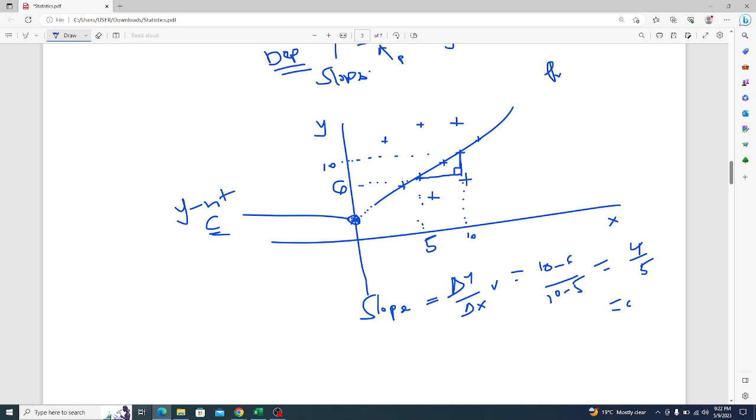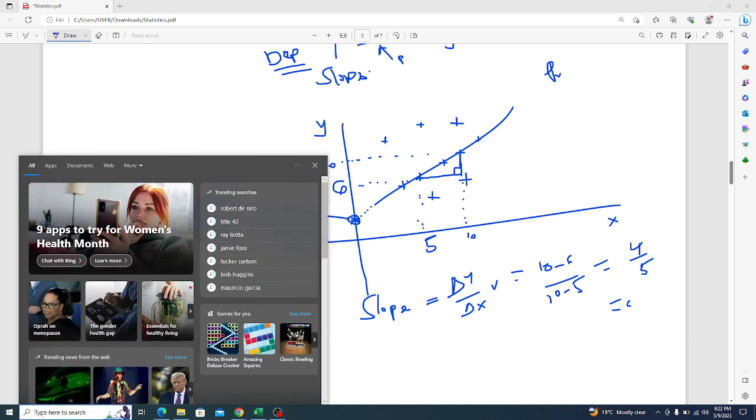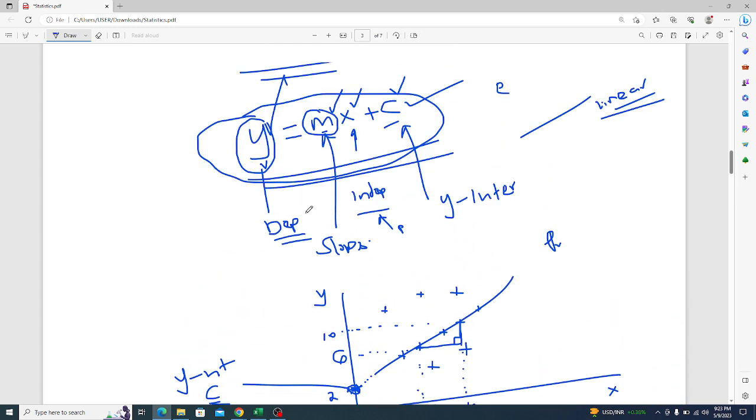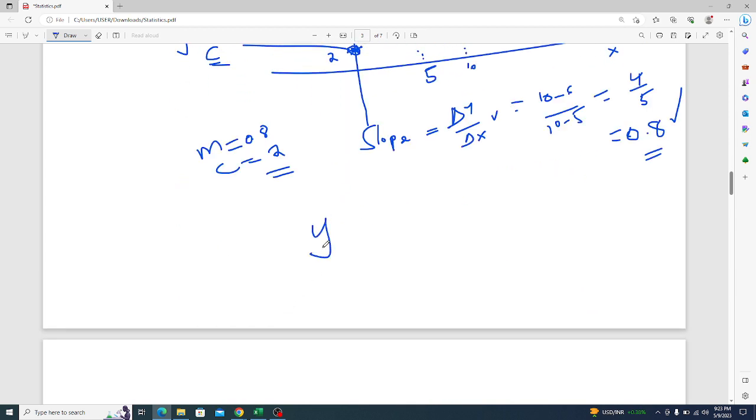Which would be what? Is it 0.75? It is 0.8. Okay, 0.8. So this would be our slope. Let's assume now the line cuts the y-axis at this point, that is 2. So we now know our m is 0.8 and our c is 2. Now we can use the model. So y equals 0.8x plus 2. And this would be our linear equation, or our predictive model.